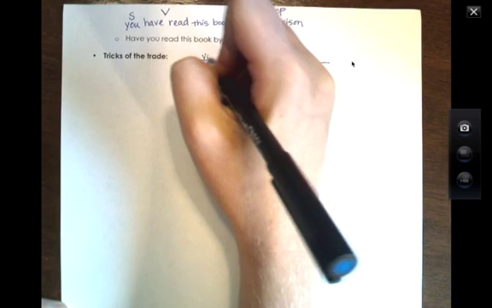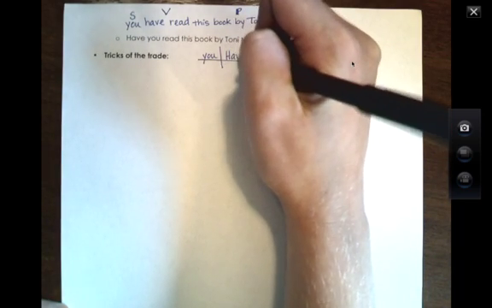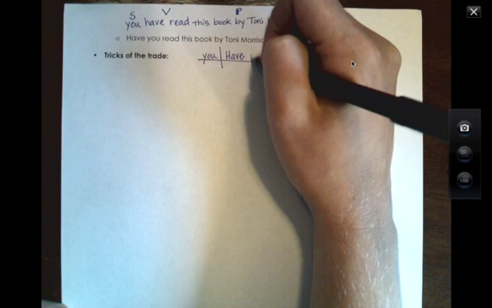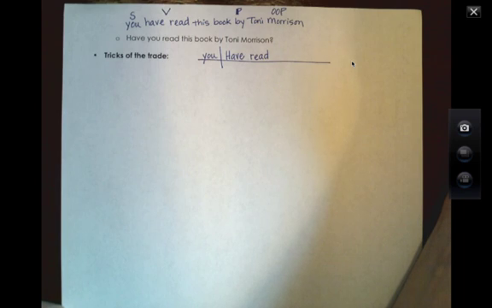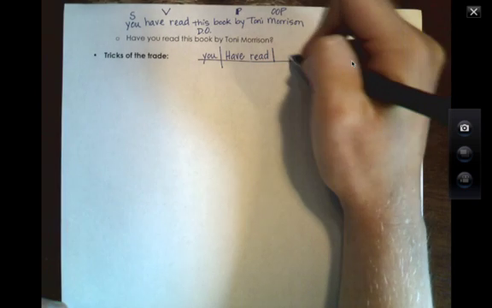So let's diagram this. Baseline, your subject, vertical line indicating your verb, and then this is where it's going to look a little funny, because I'm going to go ahead and put my capitalization in, because it's a question. Have read. In this case, we have a direct object, book. So I'm going to draw my vertical line that does not pass through the baseline. Put book.